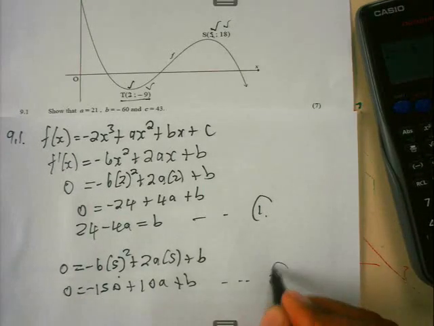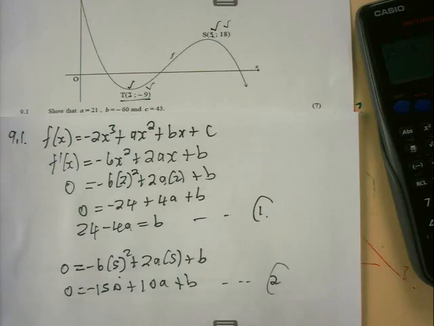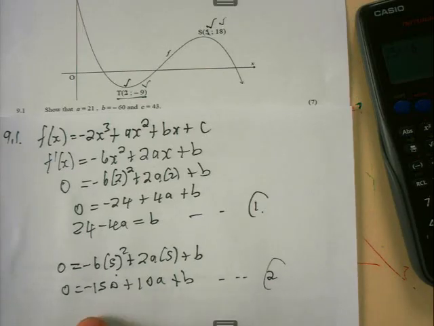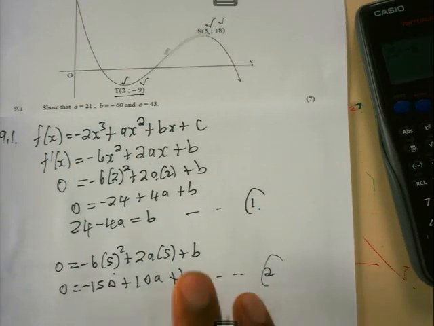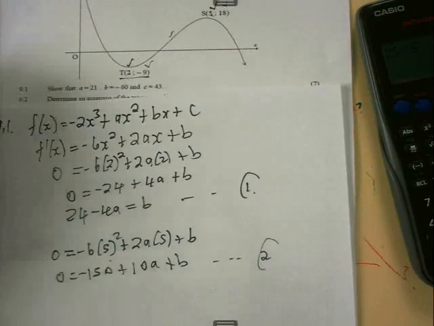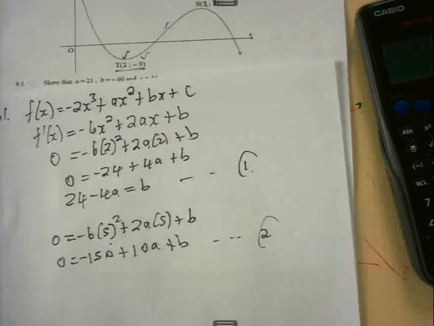Then I can name this one to be the second equation, or you can decide to take the 150 and 10a on the other side so that you have b as the subject of the formula. That will be your option.